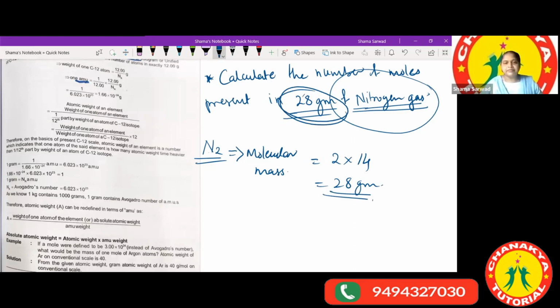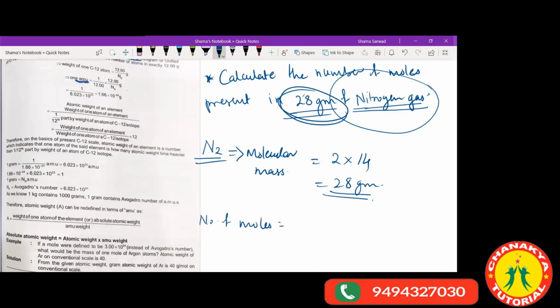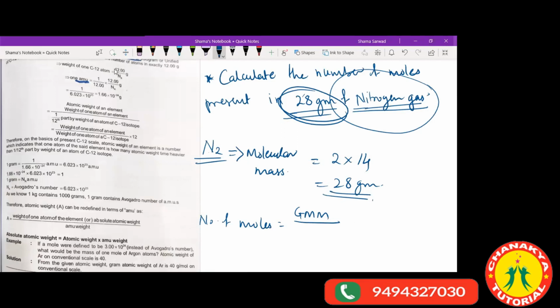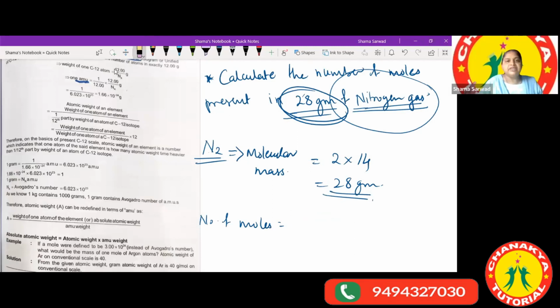How are you going to calculate moles? Number of moles equals given mass upon gram molar mass. Sorry, here, I'll write it. Given mass upon gram molar mass.